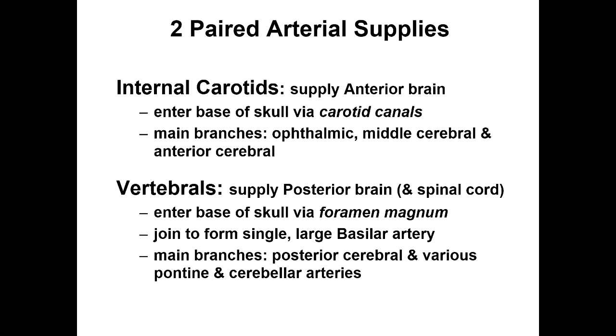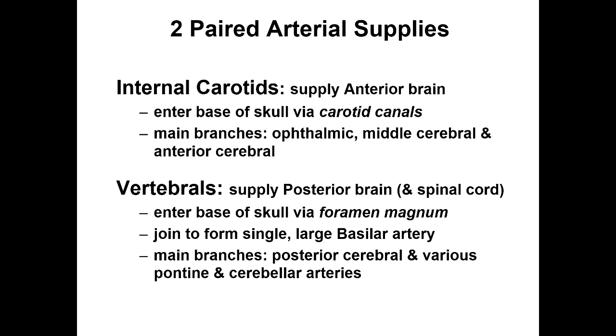Okay, so those are the things that I wanted to tell you about for protecting the brain, the skull bones and the meninges. Now we're going to move on and talk about where the brain gets its blood supplies from. And there are two sets of paired arteries that are responsible for supplying the brain with blood. Two of those paired arteries are the internal carotid arteries, and the other pair is the vertebral arteries.